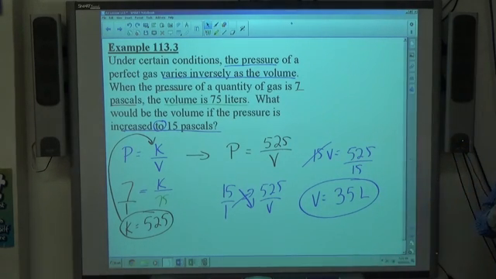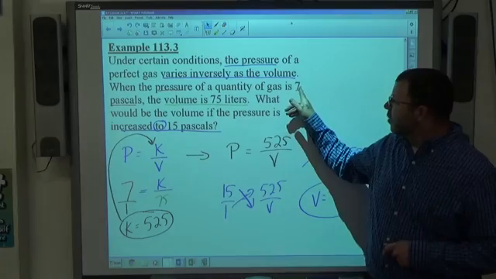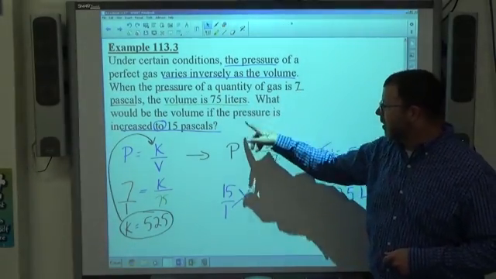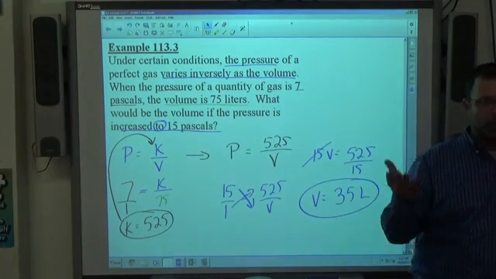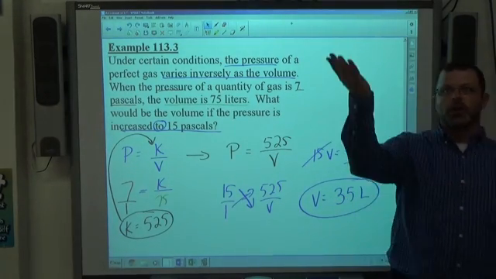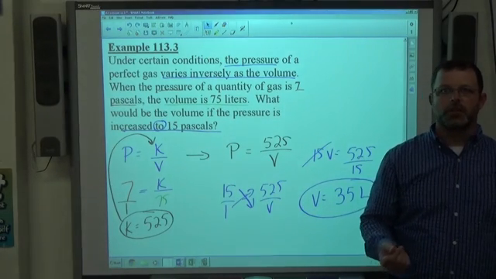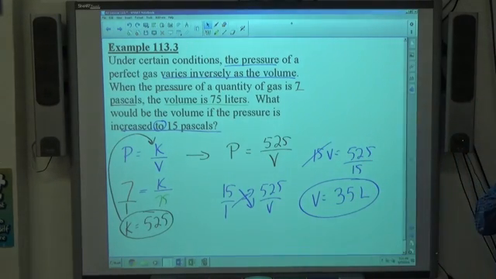Notice in inverse variation, the pressure went up, the volume went down, right? The pressure increased to 15, the volume decreased to 35. That's usually what happens in inverse variation. One goes up, the other goes down. In direct, one goes up, the other goes up, one goes down, the other goes down. So you should kind of get an expected idea of the answer with that. If the right type of thing occurs with what you've got for numbers, the chances are you did it correctly.